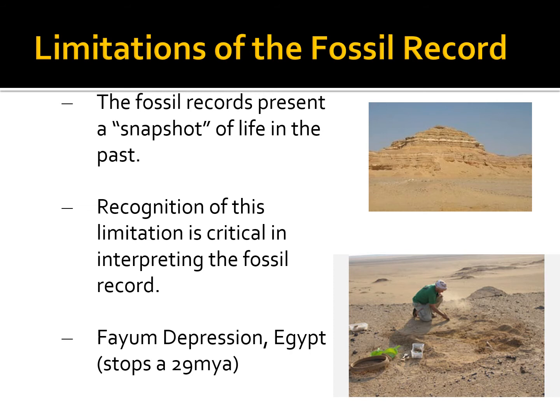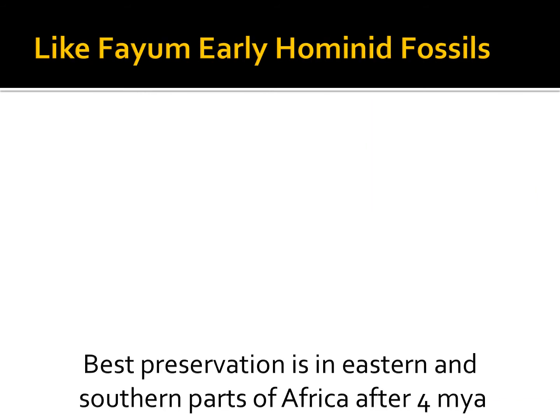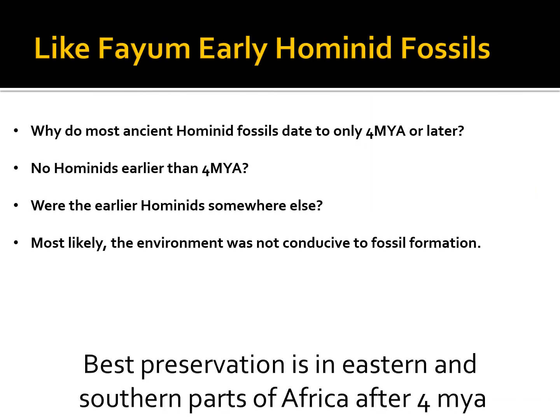So we need to realize this when we're looking at the fossil record. We're not looking at migratory patterns of creatures in the past, right? What we're looking at is just when the environment was conducive for fossil making. So, like at Fayum, we run into the same quandary when we look at early hominid fossils, right?